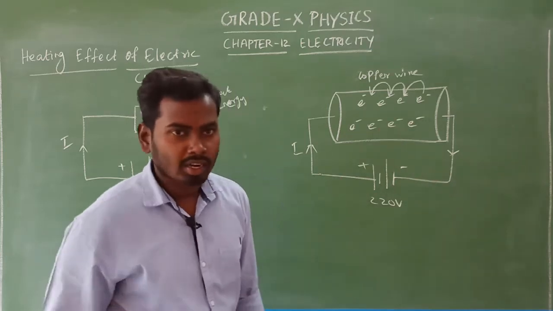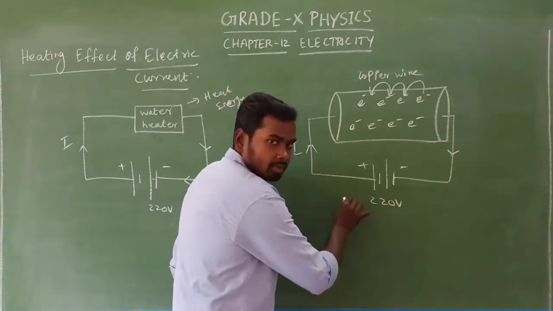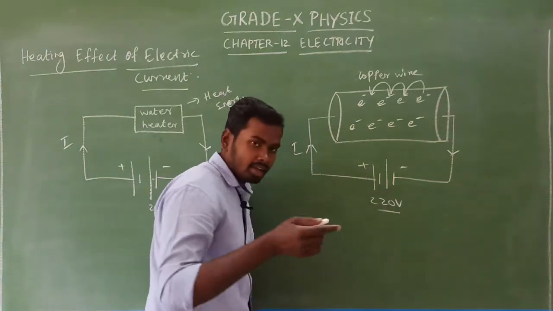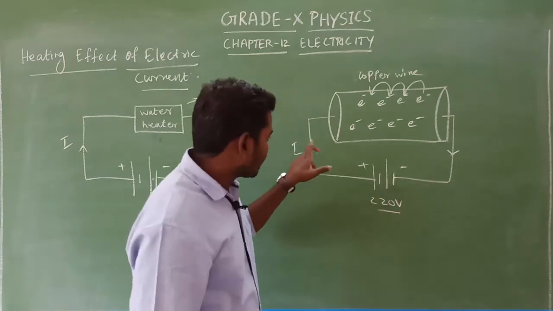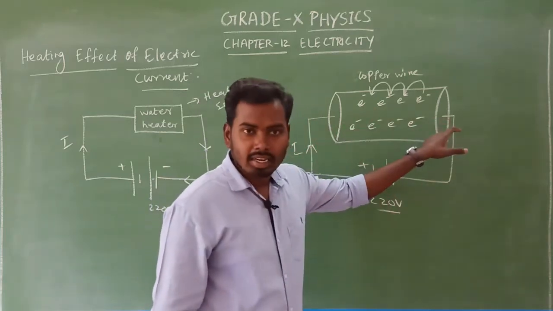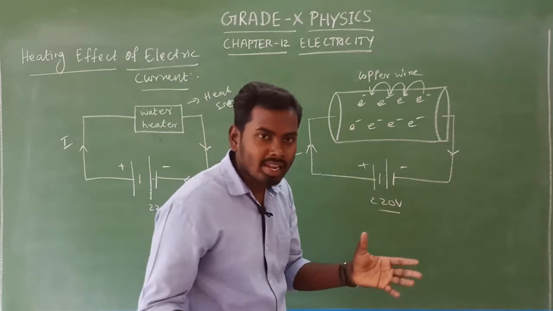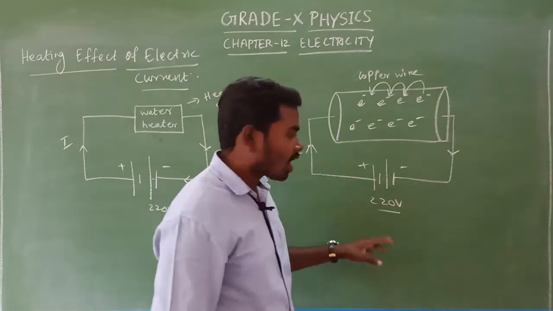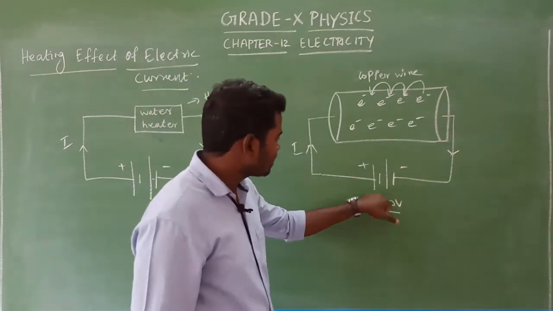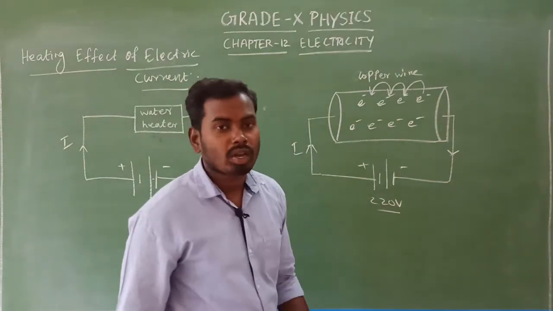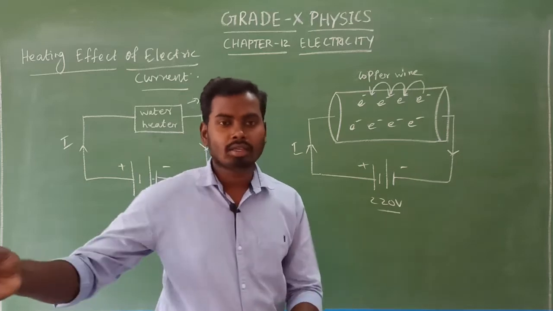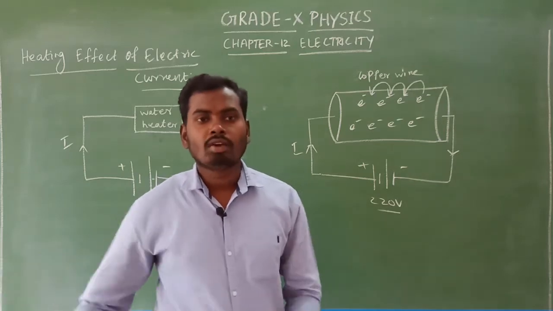Not only collision, here the heat depends on potential difference, current and resistance, because the collision is resistance. So there is a relationship between all these terms, which means voltage, current and resistance, as well as the time taken, how long it is used, how long it is functioning.